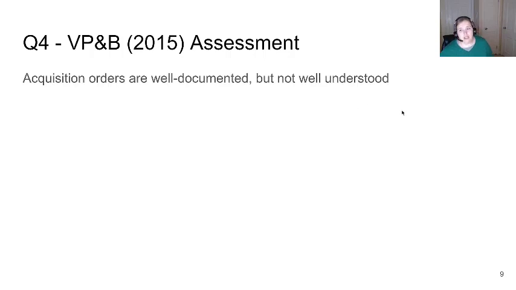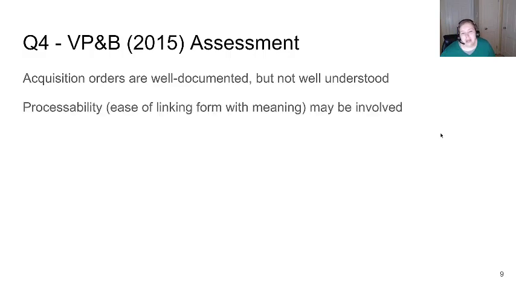Acquisition orders are well documented, but not well understood. Yeah, it's true. There may be a role for processability, which they didn't get into too much during this question, right? So the ease of linking a form with a meaning might be involved. It might be really easy for me to imagine what the ing means. Like, oh yeah, I need something for progressive, cool. But it's less easy for me to imagine what the verbal S means because it's just marking third person singular, and we do such little marking of person in our verbal paradigm that it's like, oh, I don't know what it's doing. A thing? I don't know.